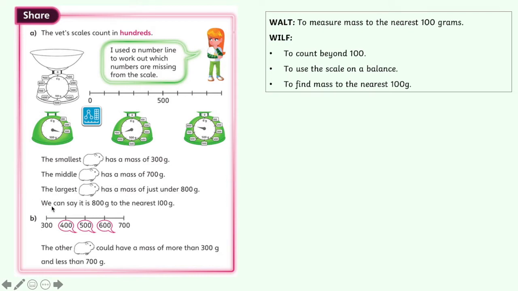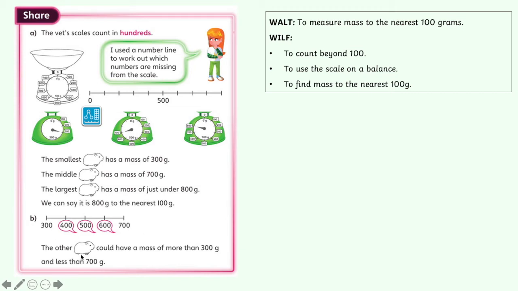We can say that it's 800 because today we're focusing on to the nearest 100. So if it was 799 or 802, it's still really close to 800. And we can't read exactly because we haven't got a scale going up in ones. So we're just choosing the 100 that it's nearest to.